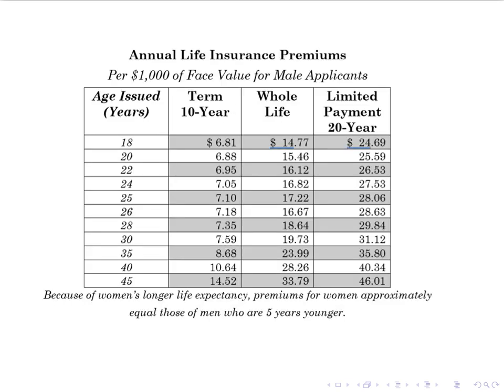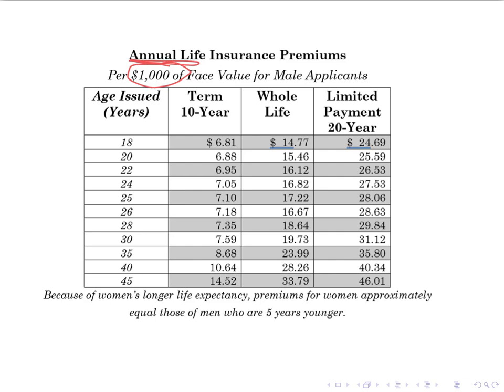The first one is purchasing. So we have three tables in this section, and this is the first one. A couple of things to note. It is annual, so it's for a whole year. It is per $1,000. So remember, per $1,000 of face value means I'm going to take the number from the table, divide it by 1,000, multiply by the face value.